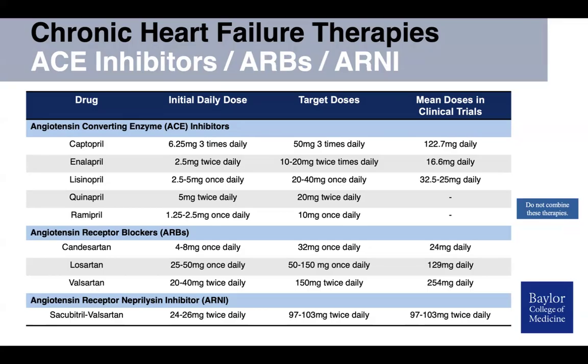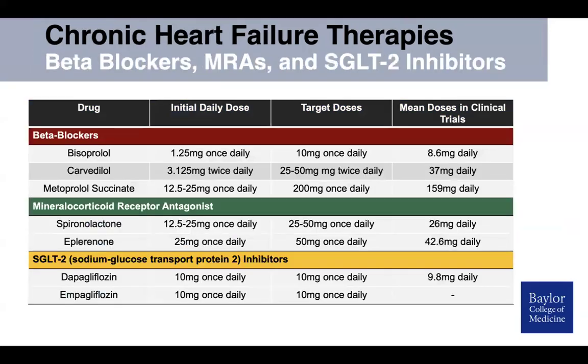But there are times where the patients may not tolerate or afford these ARNIs, and we can use ACE inhibitors, which have been around since the late 80s, or ARBs. Beta blockers are specific: bisoprolol, carvedilol, or metoprolol succinate, just those three. And our mineralocorticoid receptor antagonists include spironolactone and eplerenone, and the SGLT2 inhibitors include dapagliflozin or empagliflozin.